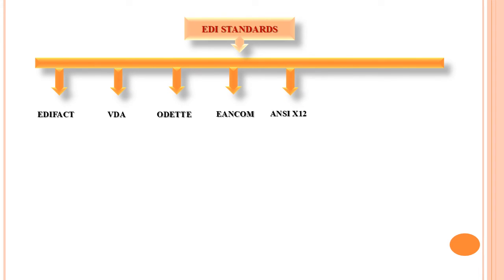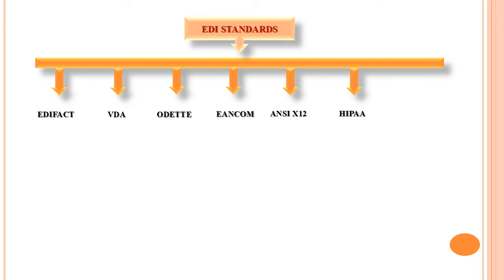Next standard is ANSI X12. EDI ANSI X12 stands for Electronic Data Interchange American National Standards Institute X12. The EDI ANSI X12 standard was developed to grow the use of EDI to exchange information electronically between businesses. The EDI ANSI X12 standard is most prevalent in the United States and has counterparts used in other parts of the world like the UN EDIFACT standard, which is the equivalent of EDI ANSI X12 outside the US.